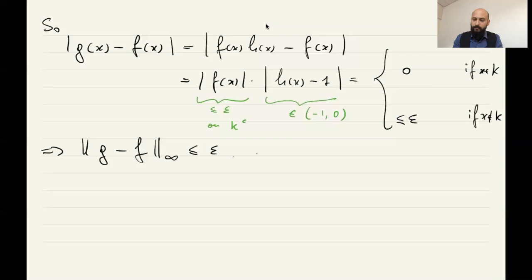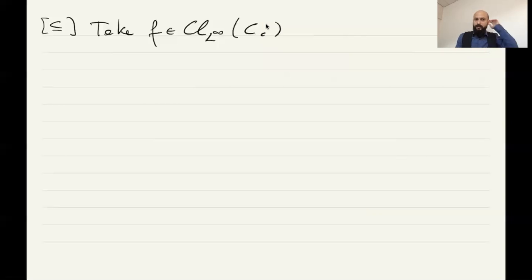Okay. So therefore, what we proved is that the compactly supported functions are dense in the continuous functions going to infinity. Okay, one inclusion has been proved. The other inclusion. So now we take instead f, a function that is in the closure of the compactly supported functions. And now we fix some epsilon.